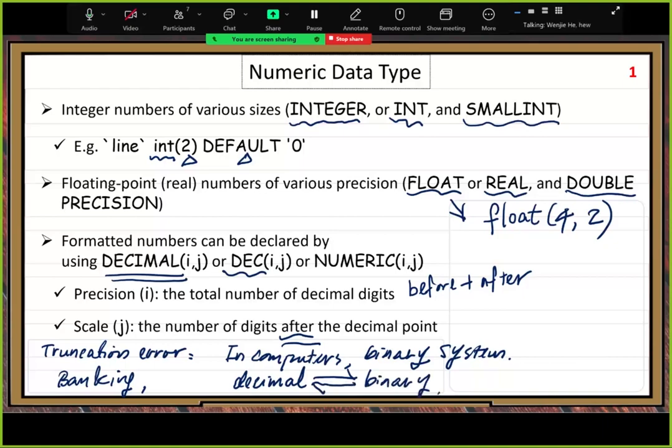When you do the conversion between these two systems, there is a potential error related to precision. Due to precision. So this error is different from the truncation error. This error is due to the conversion between different numeral systems, the decimal numeral system and the binary numeral system. You need to do conversion. Here, I want to give you a simple example.